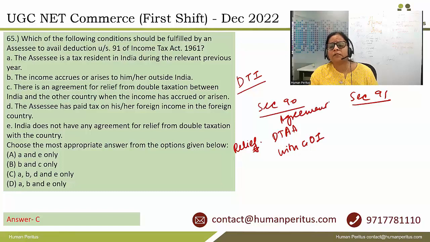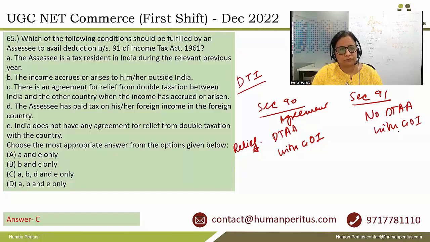And section 91 gives relief to those people who pay tax outside India in a country that has no DTA with the Government of India, right? So if you now go with the options, the assessee is a tax resident in India, yes, so it is applicable to both these sections. The income accrues or arises to him or her outside India, yes, right? There is an agreement for relief from double taxation. So section 90 says yes, there is an agreement for relief from double taxation with the country in which the tax has been paid, right?